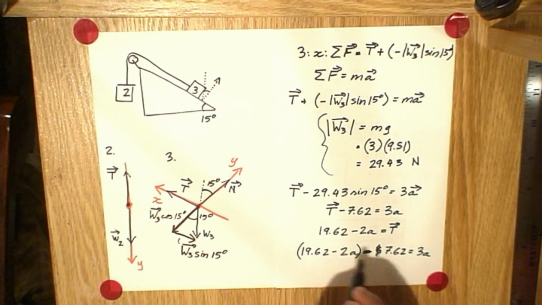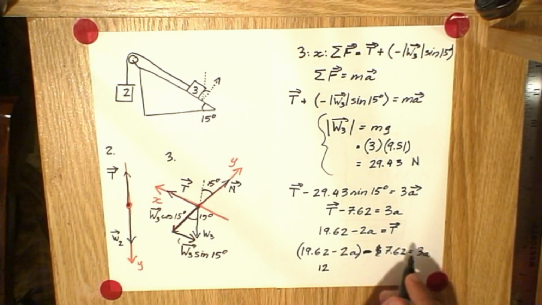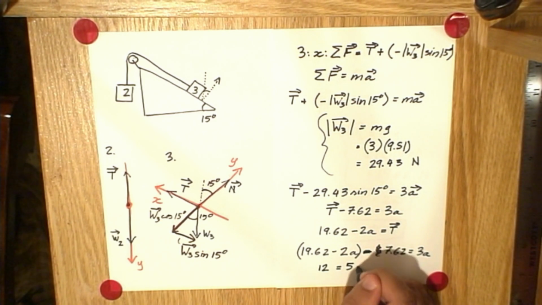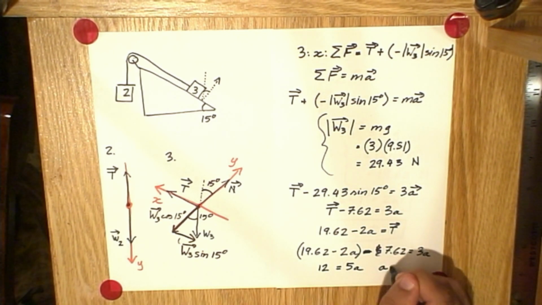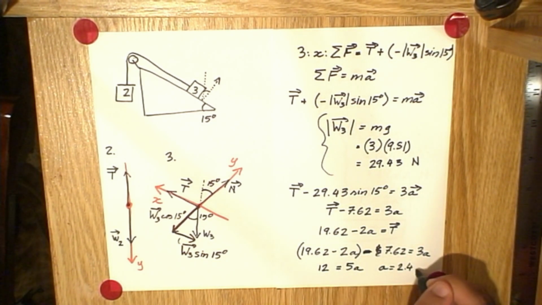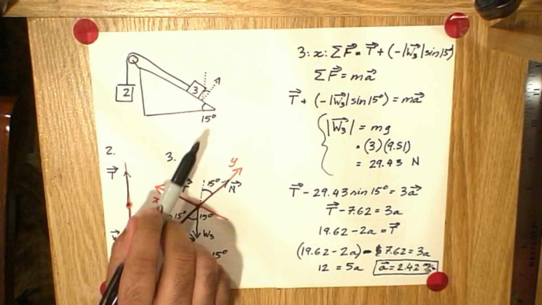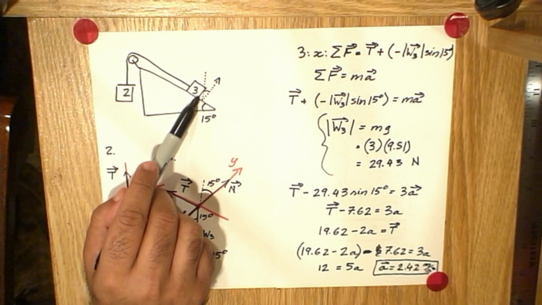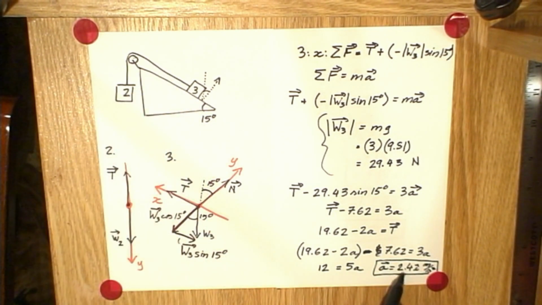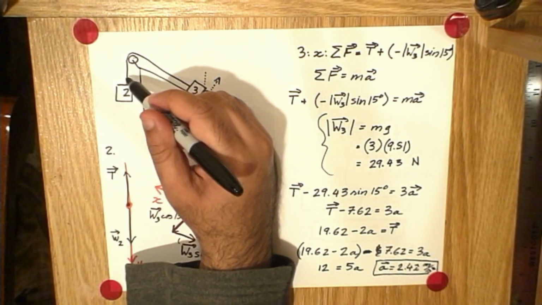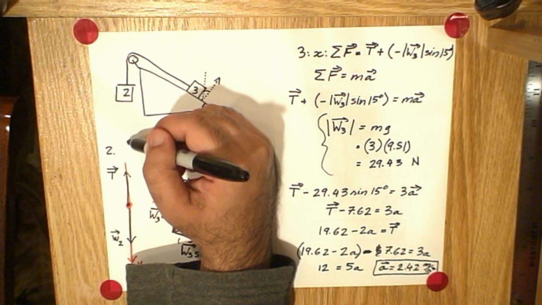Simplifying all of this, 19.62 minus 7.62, that will give us 12. And the 2a we can move to the other side, so we get 12 is equal to 5a. So we conclude that the acceleration is equal to 12 divided by 5, which is equal to 2.4 i hat meters per second squared. So that is the acceleration of the 3 kilogram object up the ramp, and 2.4 j hat meters per second squared would be the acceleration of the 2 kilogram object down the side.